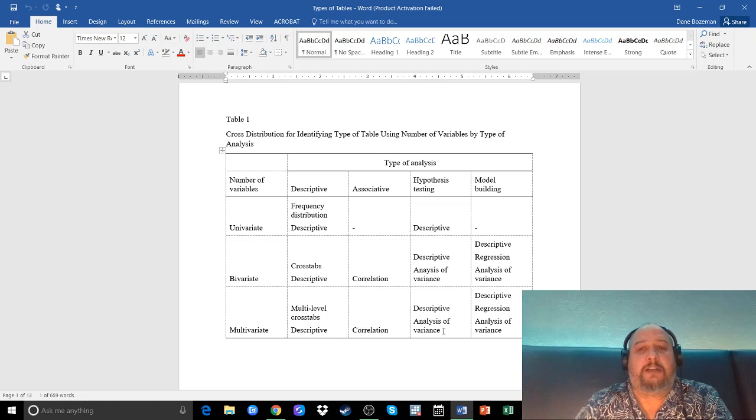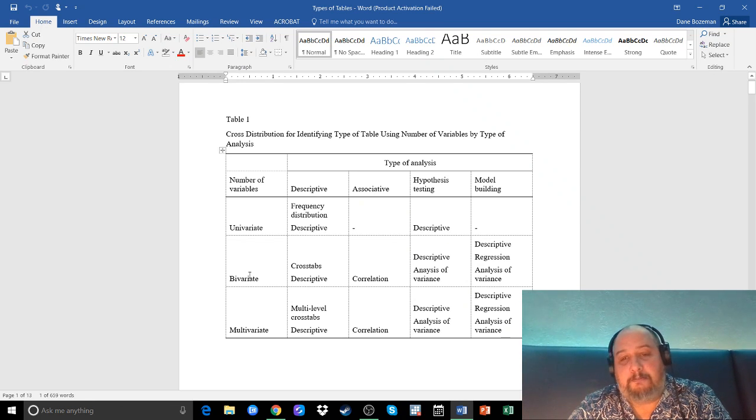Now, if we come back to the first table that's on this Word document that's on the website, we see that a descriptive table can occur in a lot of different places. So if we're doing univariate analysis, there's only two types of tables that you'll generally see: a frequency distribution table or a descriptive table. If I'm doing bivariate analysis, analysis where I only have two variables, once again, in 3 of the 4 cells, it looks like we might be building a descriptive table. And then finally, if you look at the multivariate, once again, in 3 of the 4 cells, we see that descriptive tables are tables that we're likely to build.